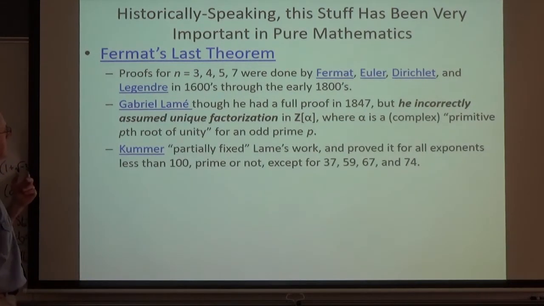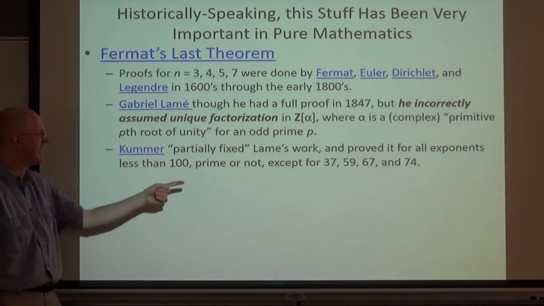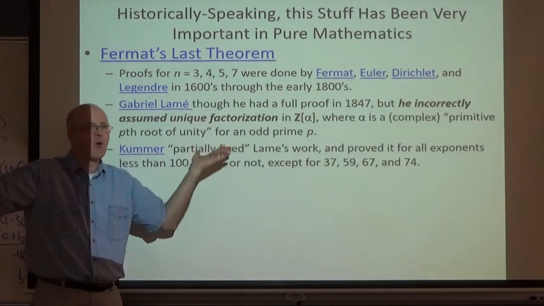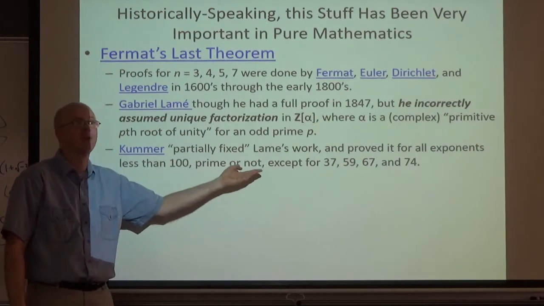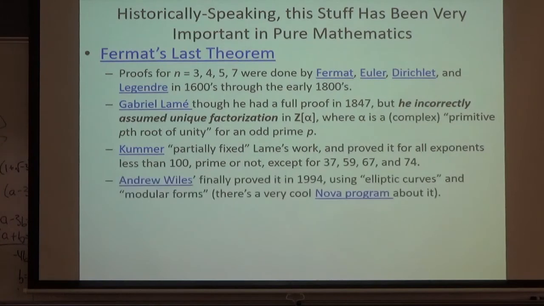Ernst Kummer, German, I think, partially fixed Lamé's work and proved it for all exponents less than 100, prime or not, except for 37, 59, 67, 74. Who knows the nature of his proof without looking into it, why he couldn't prove it for those cases. It was Andrew Wiles who finally proved it in 1994.